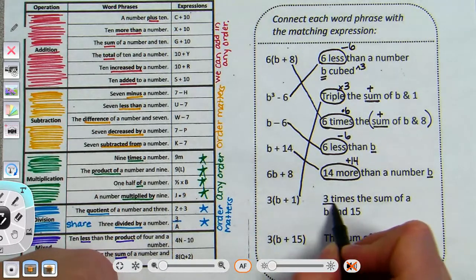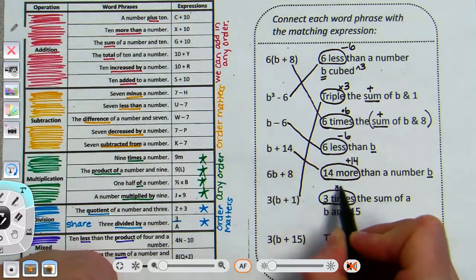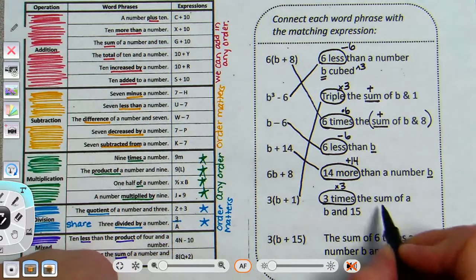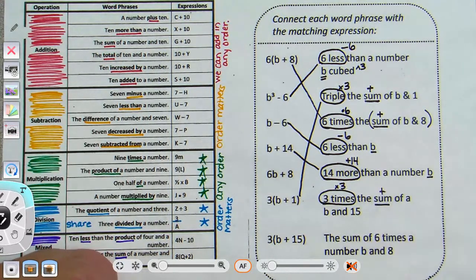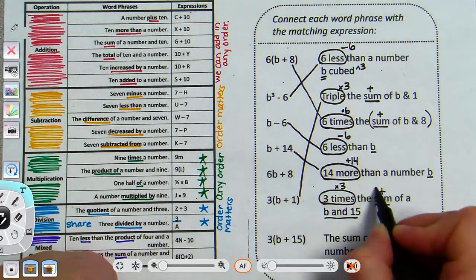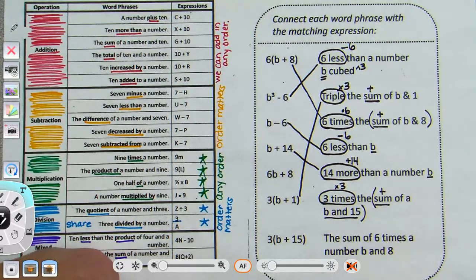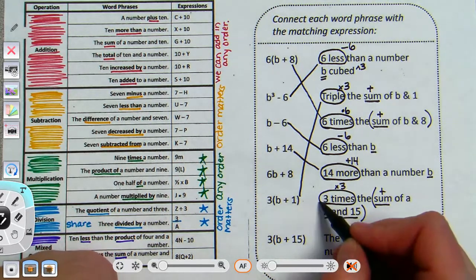Okay, here we have 3 times. So here's our times 3. Now we see the sum, so that's an addition problem, of b and 15 now. Because it said sum, remember, we got to find that sum first. Okay, so let's find the sum. Here we go, b plus 15 first, then we do 3 times.